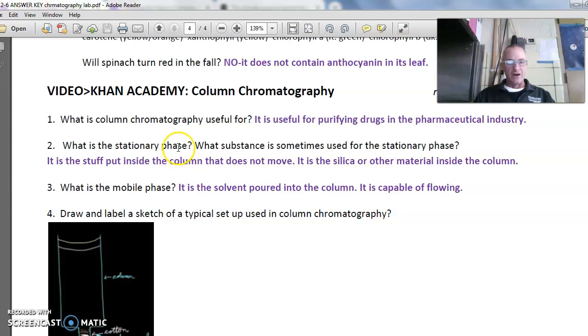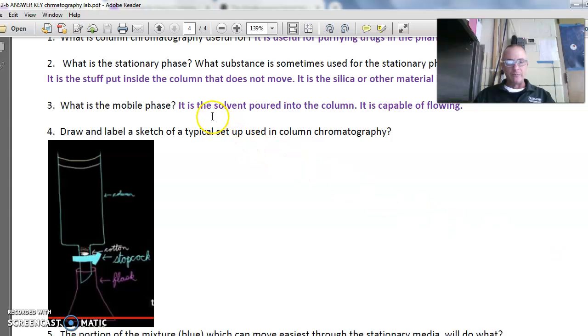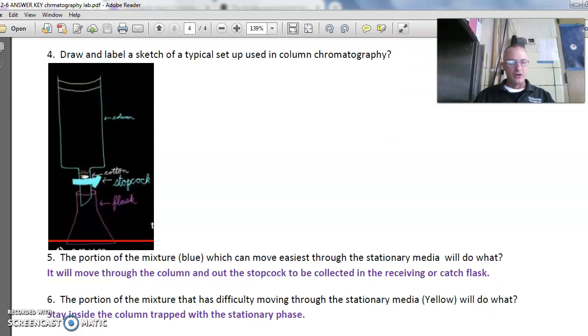What's the stationary phase? That's the stuff that's not moving in there. The stationary phase is the stuff that you pack inside the column, such as the silica or whatever material you put inside that column. It does not move. What is the mobile phase? Well, they poured the solvent into the column, and the solvent ran through the column, through the stopcock, which is just a little valve, and into the catching flask. The mobile phase is the solvent. You were supposed to draw a sketch of it. Any sketch you draw would have been fine.